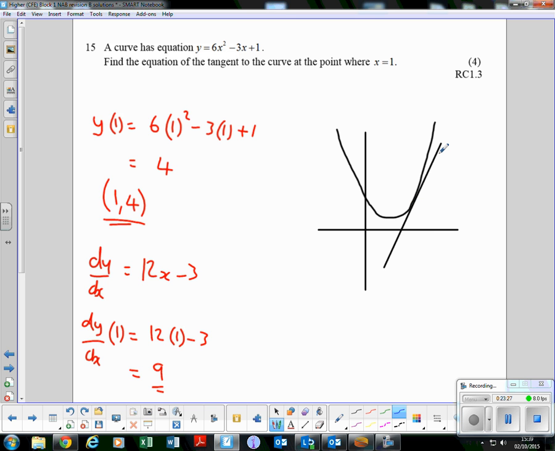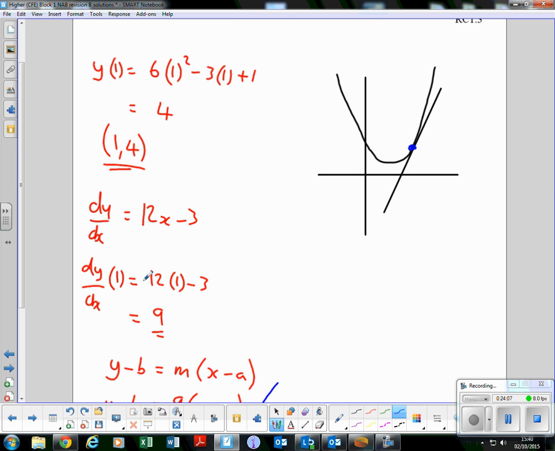As it's a straight line, I need 2 bits of information. I need the gradient and I need a point on the curve. Well, I know x is 1. I don't know the y coordinate, but I do know that this formula gives me the y coordinate. So substitute 1 into this formula and that gives us a value of 4, so the y coordinate's 4. So that'll be that point there. And then we also need the gradient. Of course, when we differentiate, we're finding the gradient. So dy/dx will be 12x minus 3, and we're looking when x is 1. So the gradient at this point will be 12 times 1 subtract 3, which will be 9.